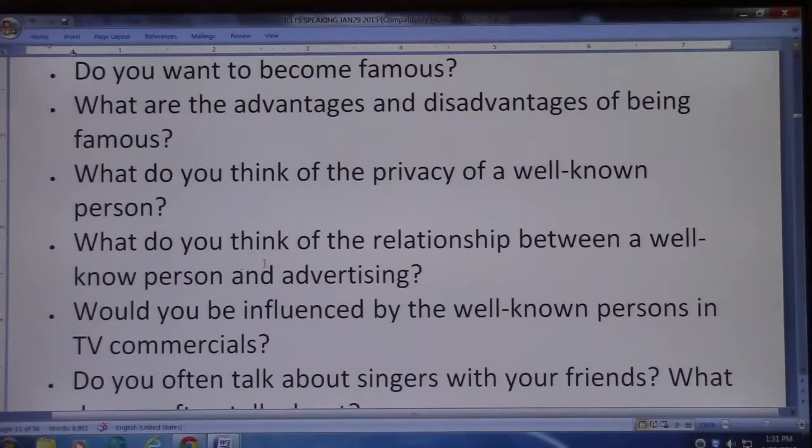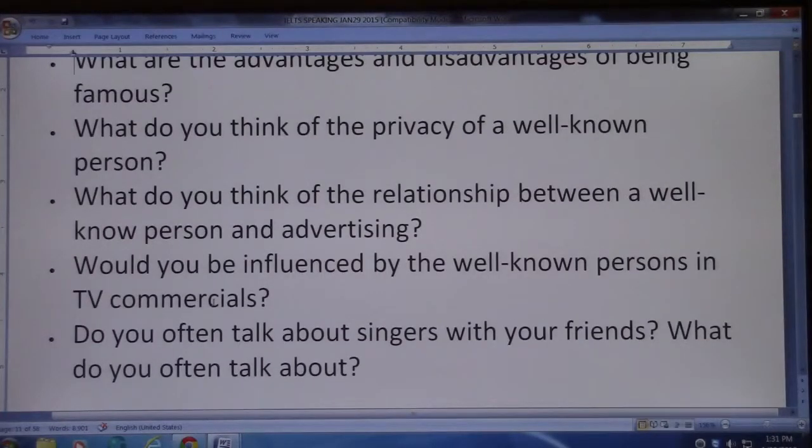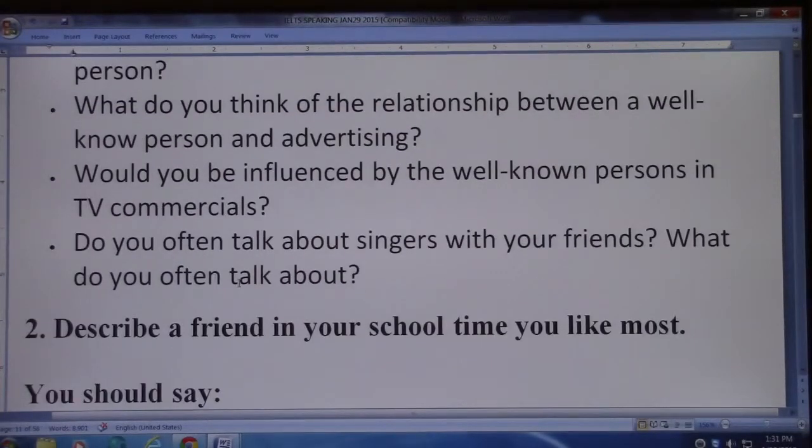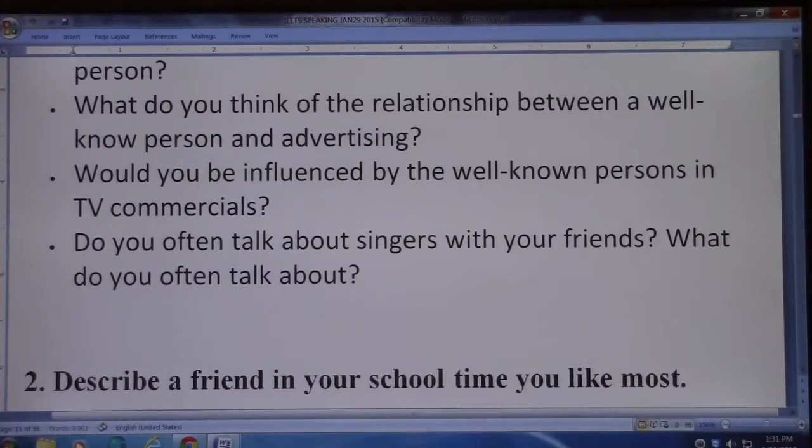Would you be influenced by the well-known persons in TV commercials? Do you often talk about singers with your friends? What do you often talk about? So here we're talking about celebrities, those famous people like singers and actors and all that. So we're talking about those guys.